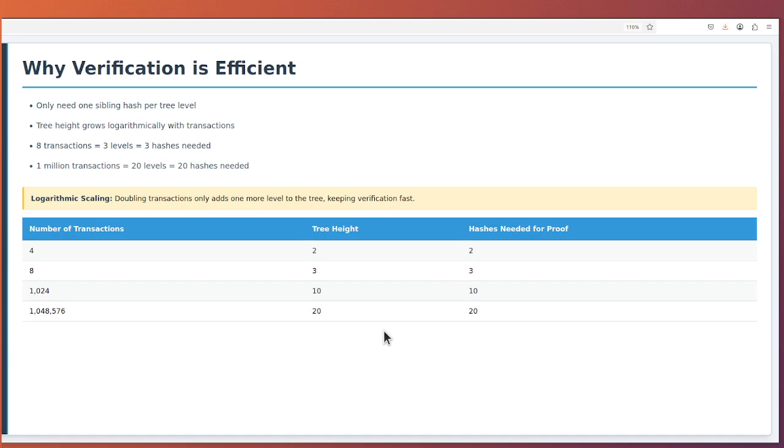That's the power of logarithmic scaling. Each time you double the number of transactions, you only add 1 more level to the tree. So verification remains lightning fast even as blocks contain more and more data. A Merkle proof is typically just a few hundred bytes, even for blocks with thousands of transactions.